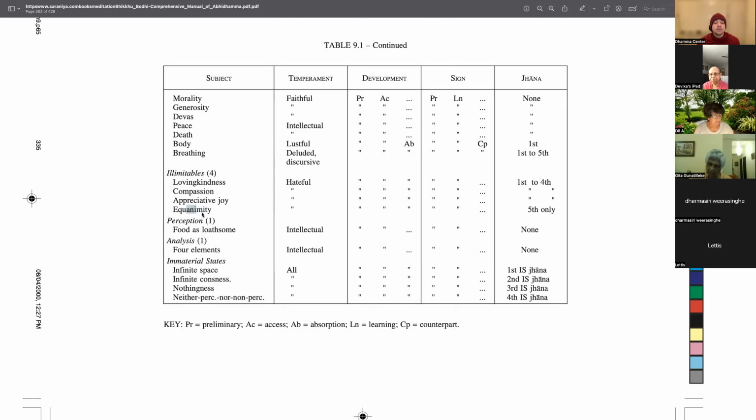Right? Some would even go so far as to say that upekkha bhavana should be come back to after a certain jhana has been reached.